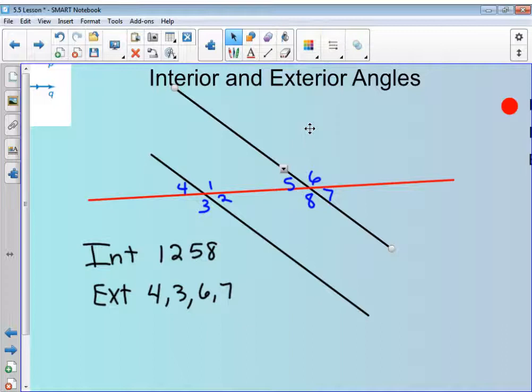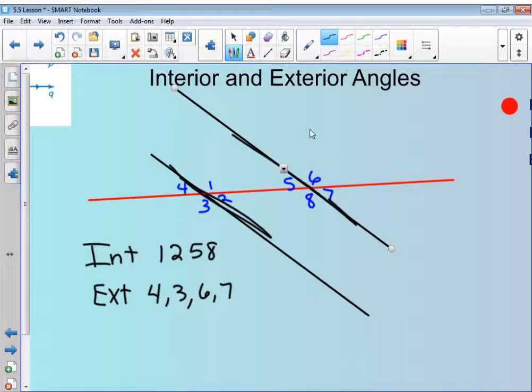Okay, so your interior, remember, are inside these 2 black lines. So those would be 1, 2, 5, and 8. Your exterior on the outside of those, so those were 6, 7, 3, and 4.